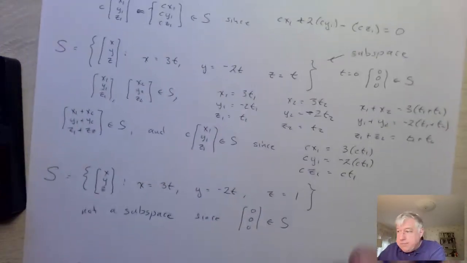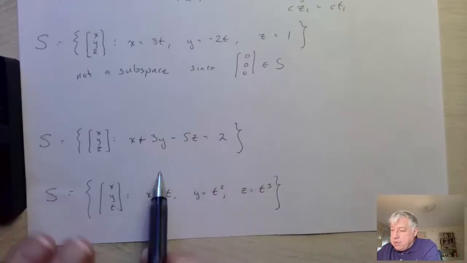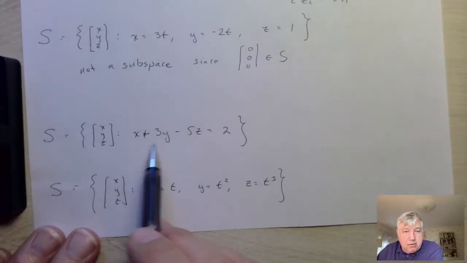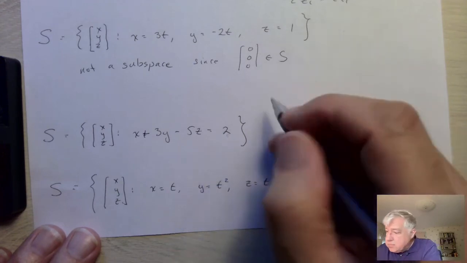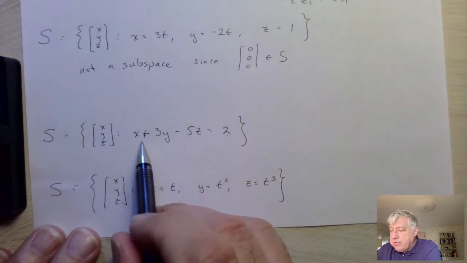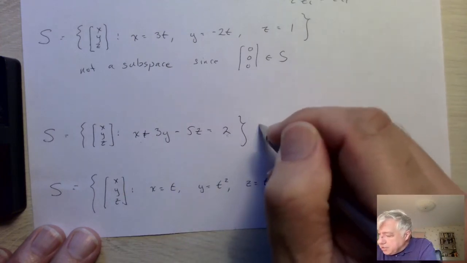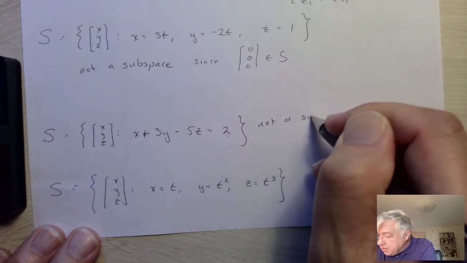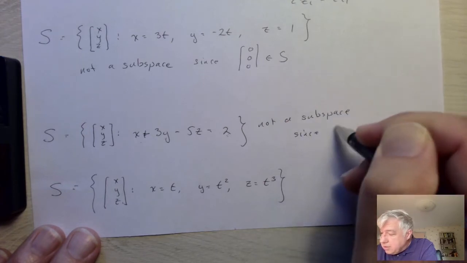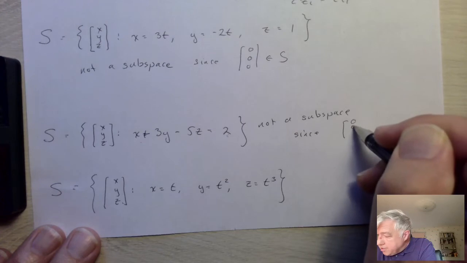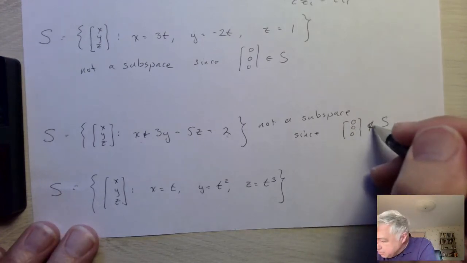But this is not, and neither is the next one, because once again, this is going to be this because of this 2 here. There's no way 0 plus 0 minus 0 is equal to 2, so it's not a subspace, since 0, 0, 0 is not in S.